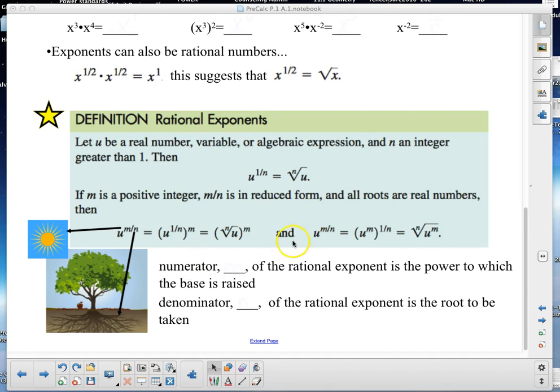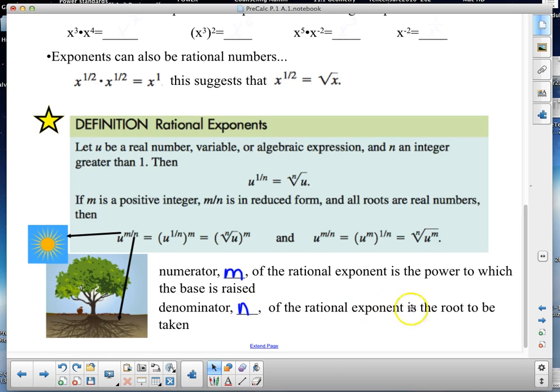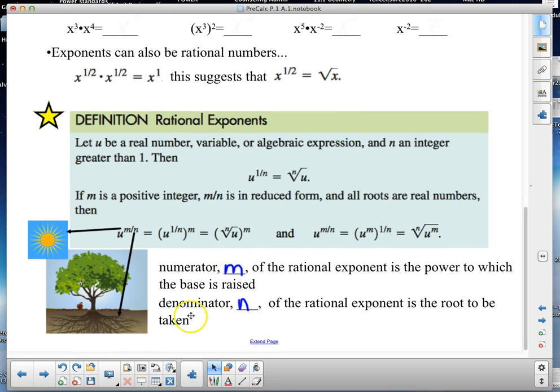So either way I break this down, the numerator m of the rational exponent is the power to which the base is raised. Okay, the base is raised to the mth power. The denominator n of the rational exponent is the root to be taken. So that's the root, that's why it's on the bottom. So pay attention to that as the notation comes through.